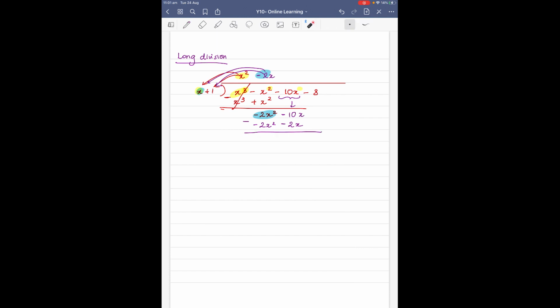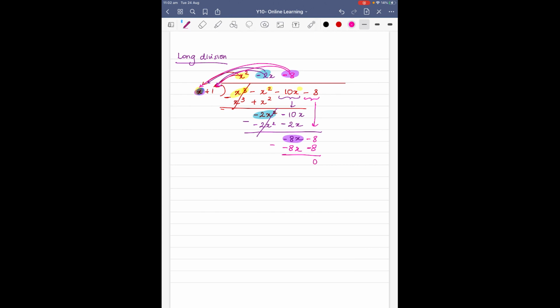Subtract it to find the remainder. Minus 2x minus minus 2x cancels out. Minus 10 minus minus 2 gives you minus 8x. Then we are going to bring this term down, minus 8. So, same gist, something times x has to give you minus 8x. We know minus 8 times x gives you minus 8x. Minus 8 times 1 gives you minus 8. Subtract it to find the remainder, you have nothing.